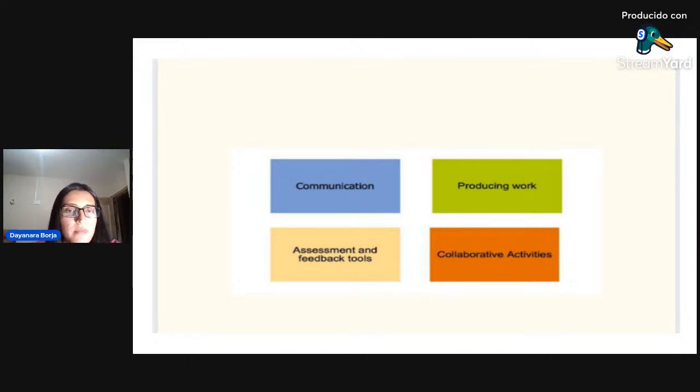Communication is based on online communication, producing work, assessment and feedback tools, and collaborative activities. The important role is played by the virtual learning environment inside and outside the classroom, which offers advantages compared to traditional classes. For example, there are platforms that allow students to interact with games, reading, listening, exercises, and practice speaking.